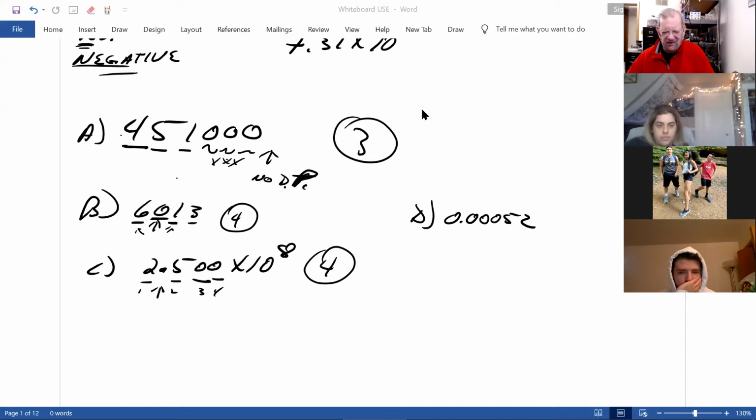All right, let's do this. There's a decimal point. Non-zero numbers are always significant. Zeros that are lead zeros are not. So this would have two significant figures.